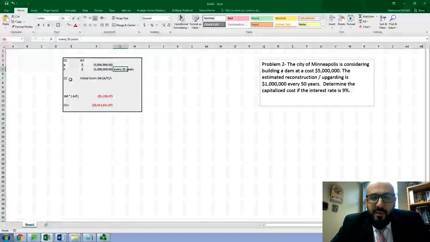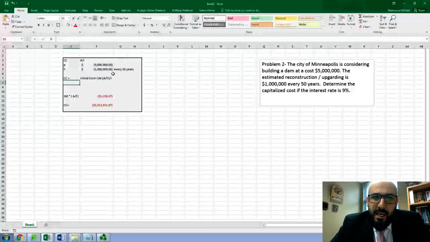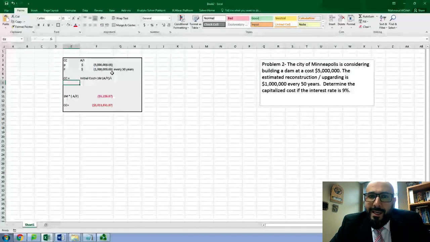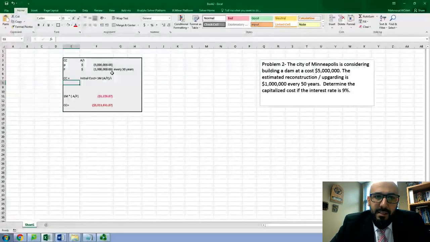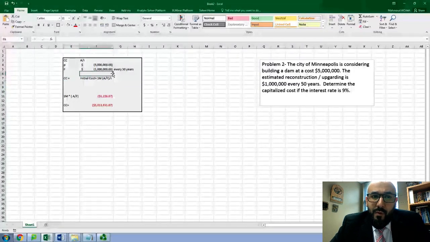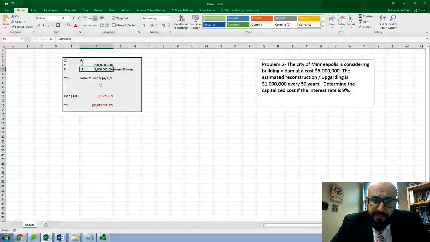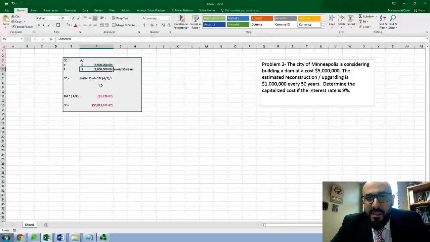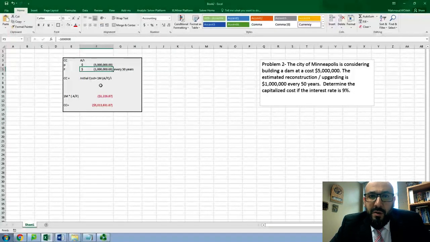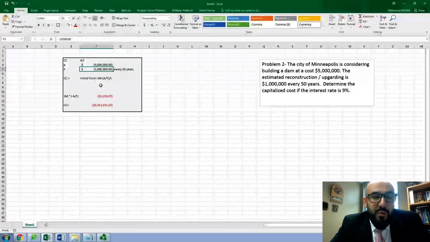So the equation for the capitalized cost would be the initial cost plus whatever recurring expenses. This expense happens every 50 years, so we have to consider it. Before we do this, we have to convert it into an annual expense. We know that every 50 years we have to pay 1 million, but if we need to estimate this per year, how much would it cost us?